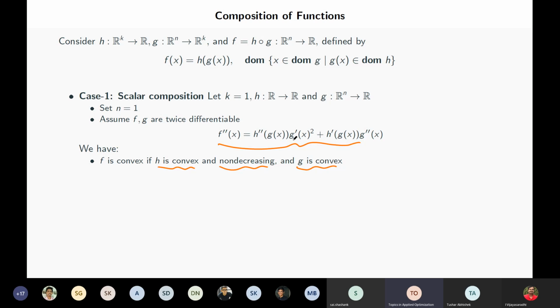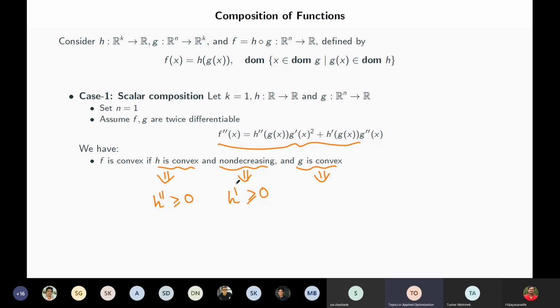Let us see. h is convex. Since h is convex, what does it imply? What can I conclude from here? h double prime is greater than or equal to 0. And h is non-decreasing. What does this imply? h prime is greater than or equal to 0. Non-decreasing, so it's greater than or equal to 0; it could be constant also. And what does g convex imply?